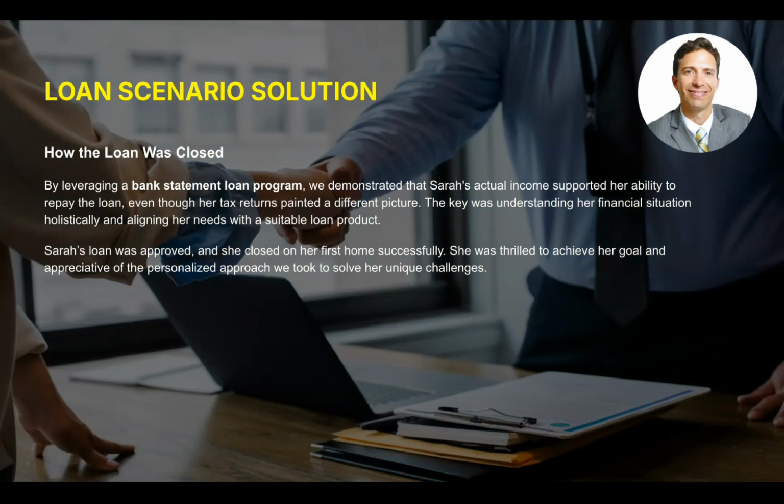By leveraging a bank statement loan program, we demonstrated that Sarah's actual income supported her ability to repay the loan, even though her tax returns painted a different picture. The key was understanding her financial situation holistically and aligning her needs with a suitable loan product. Sarah's loan was approved and she closed on her first home successfully. She was thrilled to achieve her goal and appreciative of the personalized approach we took to solve her unique challenges.